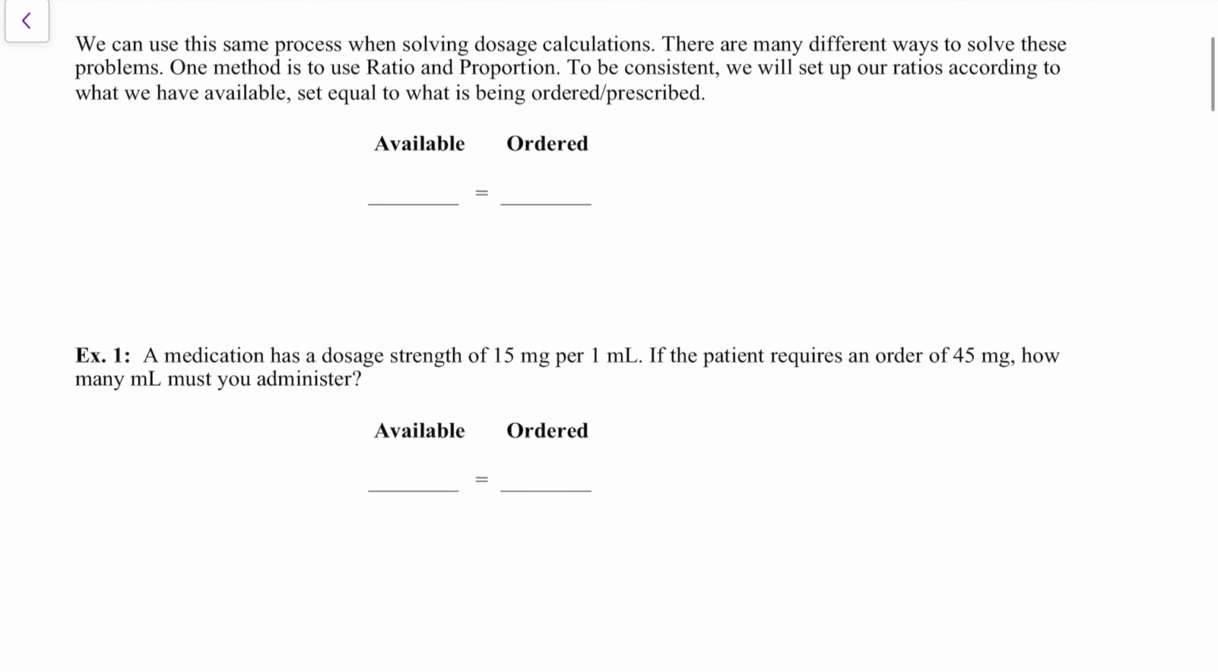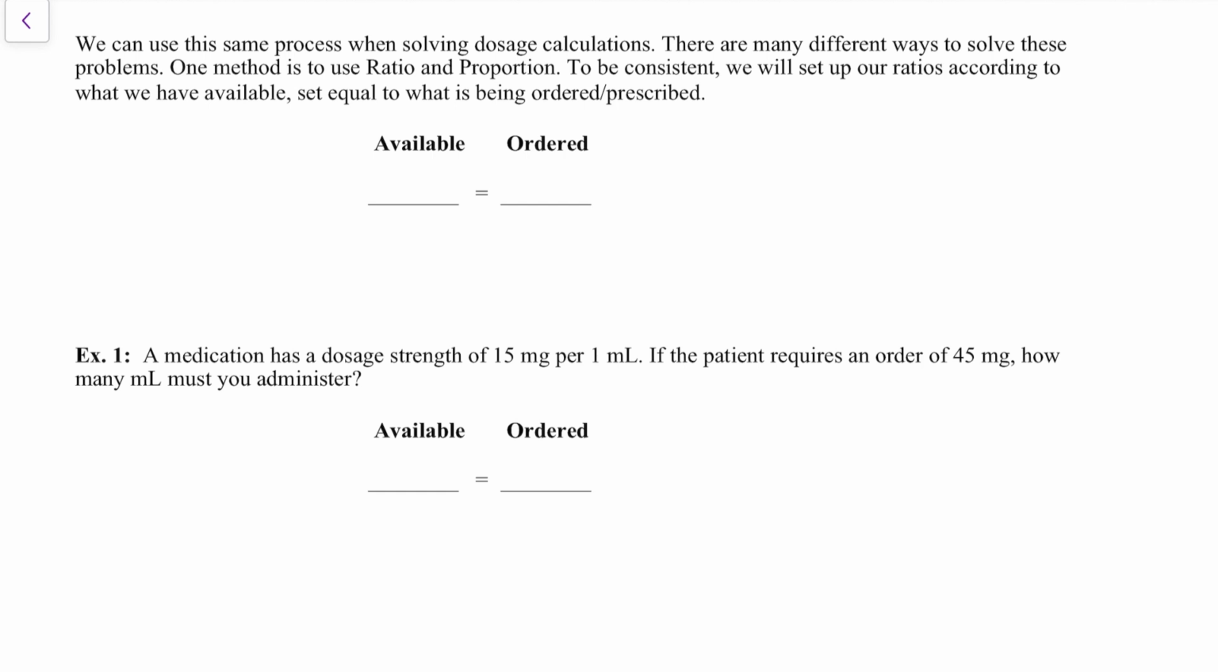So like I said, there's tons of different ways to solve this, and if you have a method that is working for you and gets you to the correct answer, that is perfectly fine. I am going to be using ratio and proportion for this so that I can be consistent. And to keep with the consistency, I'm going to set it up so I have what is available on one side, or like the strength of the medication, equal to what is ordered or what the patient needs.